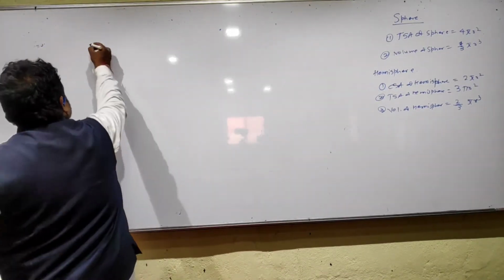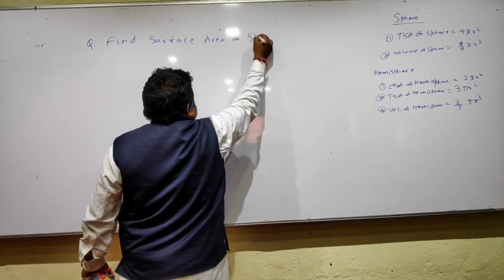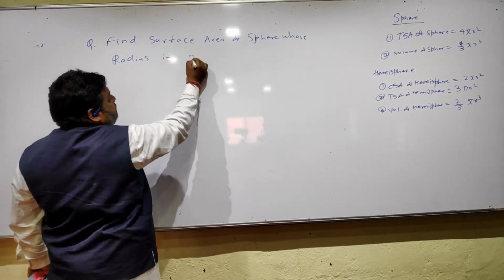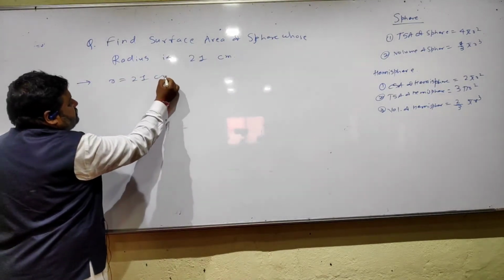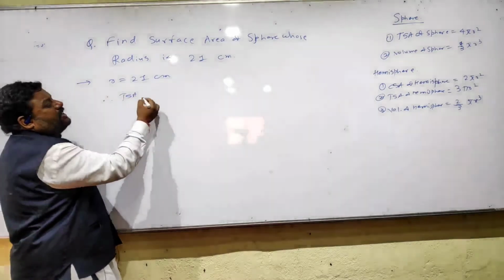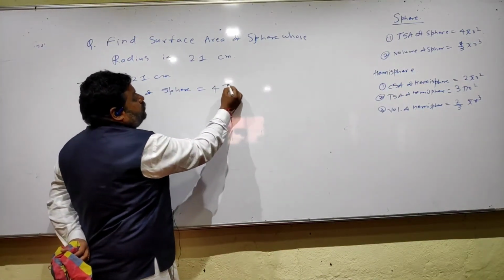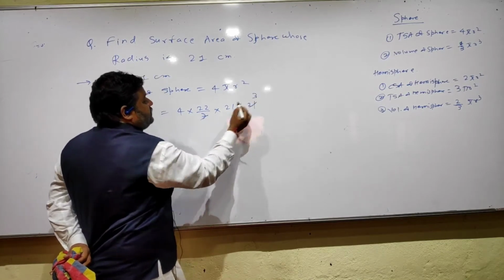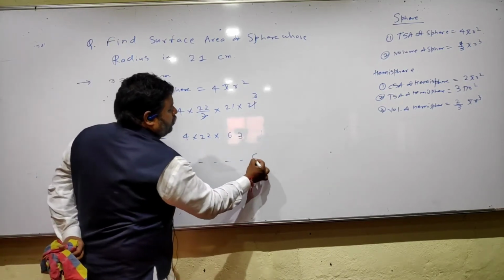The question is: find the surface area of a sphere whose radius is 21 centimeter. Let r be the radius of the sphere, hence the total surface area, and you can say surface area, because for a sphere total and curved are the same. Total surface area of a sphere is equal to 4 pi r square, 4 into 22 by 7 into 21 multiplied by 21. 7 3s are 21, so you have 4 multiplied by 22 multiplied by 3 multiplied by 21, whatever may be the value, that is cm square.